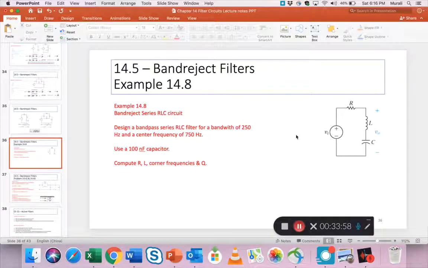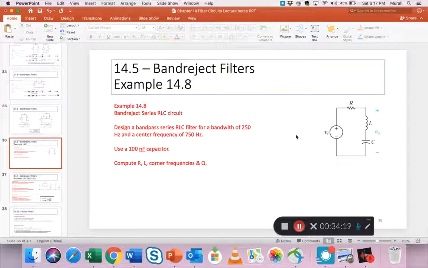Okay, so he comes up with 3992 radians per second and 5562 radians per second as the 2 corner frequencies, and then he converts them to hertz, and then he takes the difference to show it to be 250, which is what we wanted.